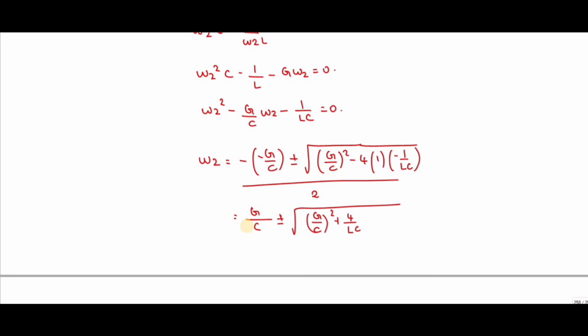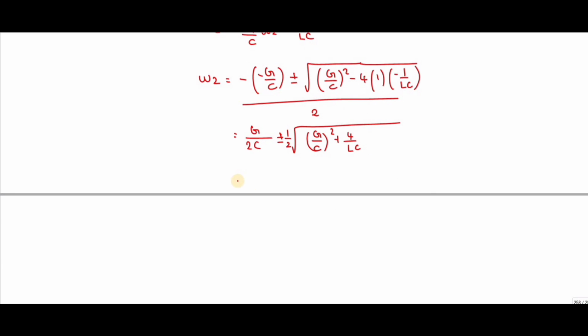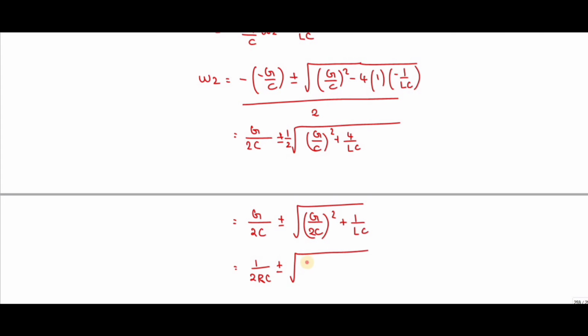So if I bring this 2 here, I will get 2 and 1 by 2 actually. So if this 2 goes inside, I will get g divided by 2c plus or minus root of g by 2c the whole square plus 1 divided by lc. Okay, g I can write it as r, right? This is for omega 2.